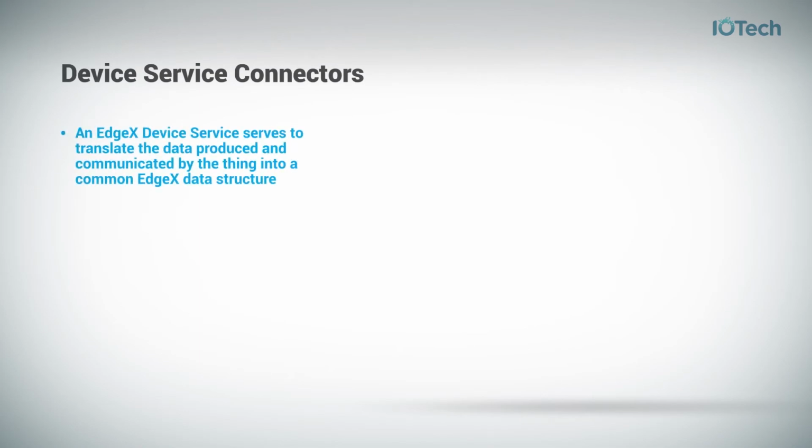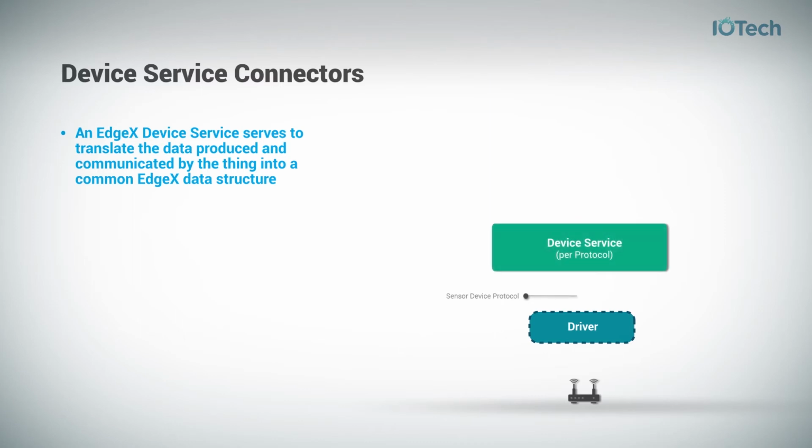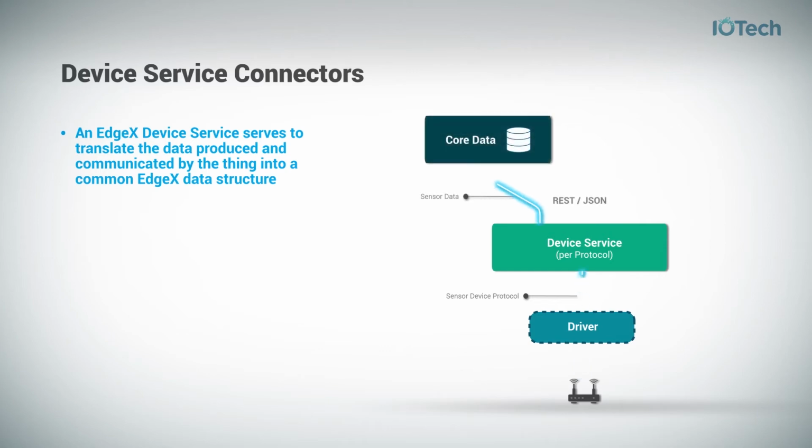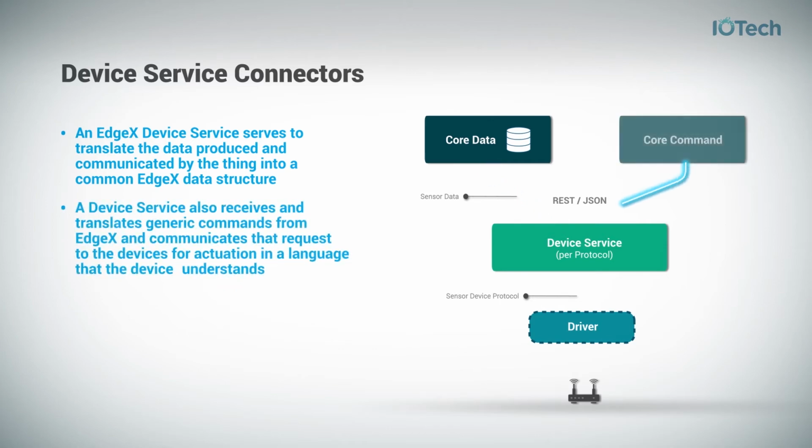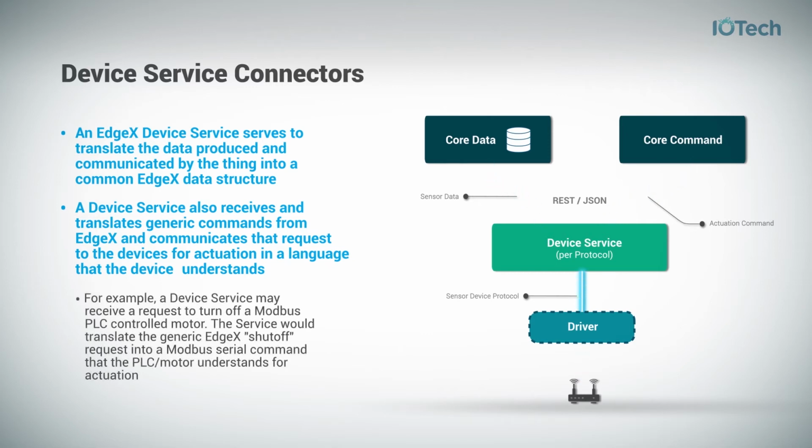So EdgeX device services translate the data produced by a thing into a common EdgeX data structure. If you will, the device service normalizes all data from all protocols, models, and formats into a common EdgeX model, which is part of the core of EdgeX. In the reverse way, device services take commands issued by EdgeX and translate those into protocol-specific commands. For example, a generic EdgeX shutoff command would be translated by the device service into a simple 16-bit Modbus message and sent serially to the Modbus motor PLC for actuation.